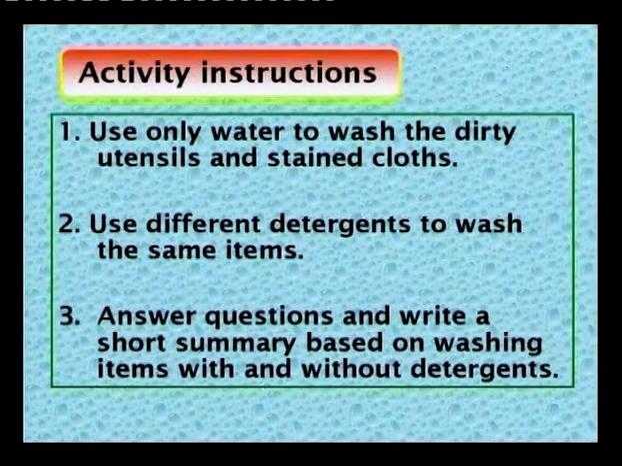This is what you will be doing in today's lesson. First, instruction number 1: you are to use only water to wash the dirty utensils and stained clothes. And number 2: you are to use different detergents to wash the same items. Number 3: you will answer questions and write a short summary based on washing items with and without detergents.